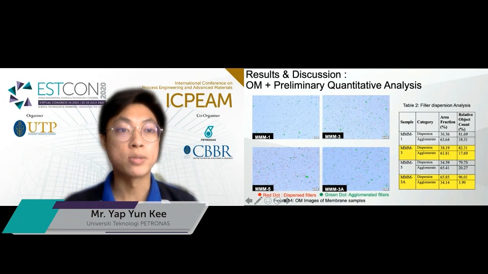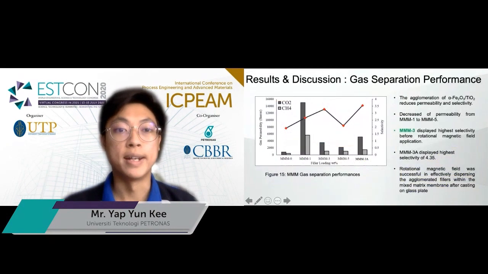So using the best weight percent of the filler that is incorporated, we then subject it under the influence of rotational magnetic field. So we can see that there is an increase in the amount of the dispersed fillers. You can see that the dispersed fillers has increased from 38% to 65.85%. And also, the relative object count increased a lot as well. So then we know that the MMM3A has the smallest particle that is dispersed when compared to the other three samples. Then we'll move on to the gas separation performance.